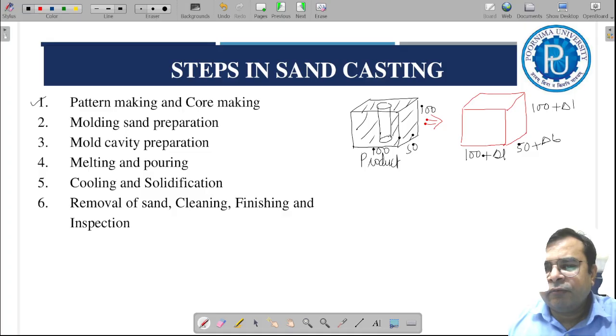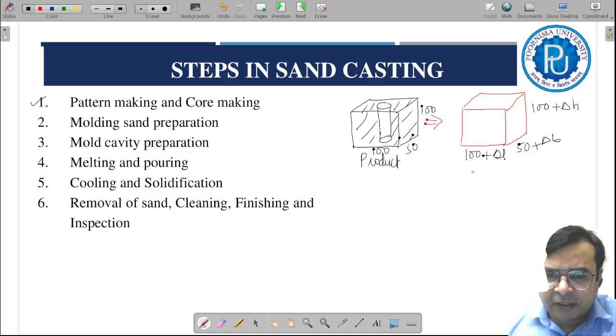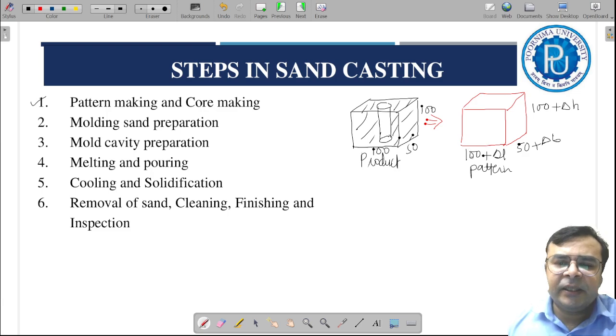Okay, so we make this pattern slightly bigger than the actual product. So this is the pattern. And a pattern is simply, if I say it as a definition, a replica of an object which is to be cast. So this is called a pattern.